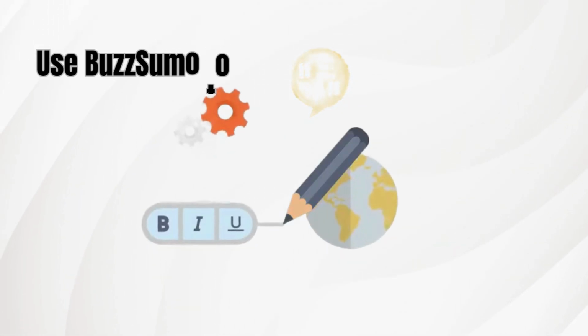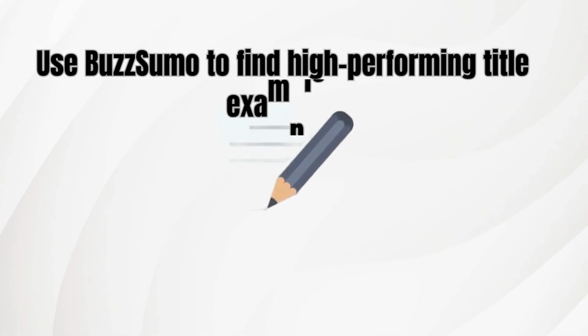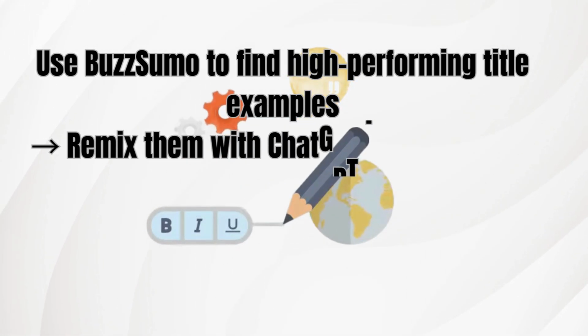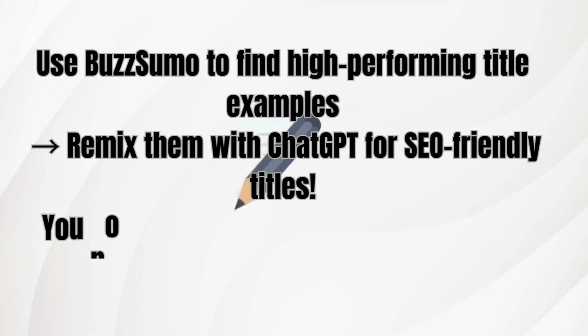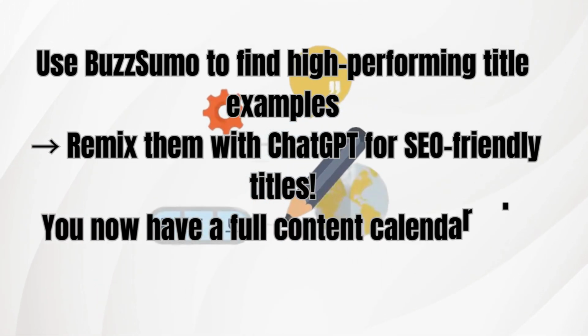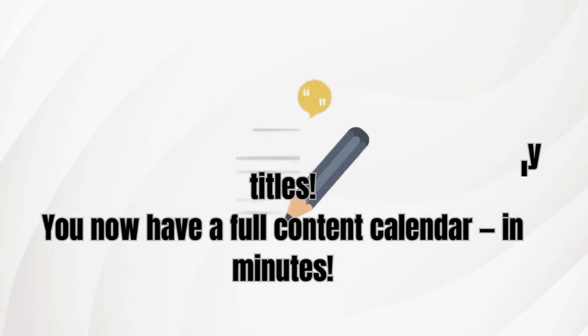Bonus, use BuzzSumo to analyze trending titles in your niche and feed them back into AI for remixes. With just one session, you can plan an entire month of blog content.